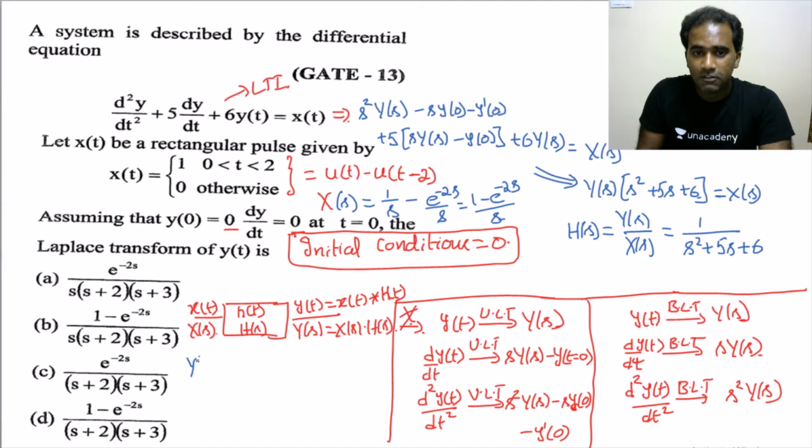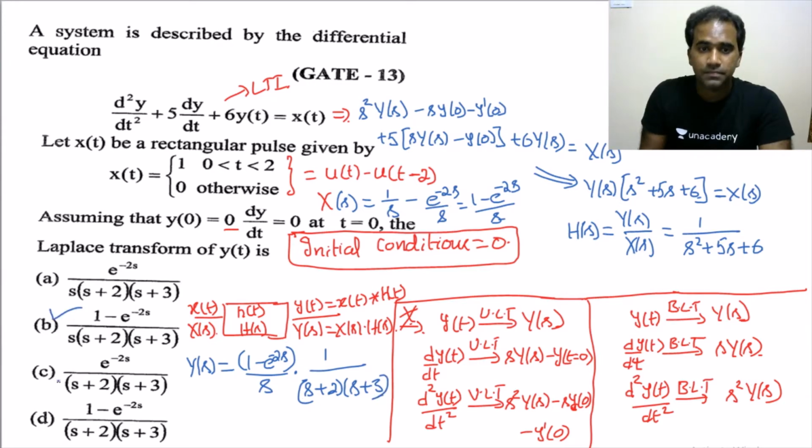So Y of s is equal to X of s into H of s. X of s in this problem is 1 minus e power minus 2s divided by s, into the transfer function of the system, capital H of s, which is 1 divided by s square plus 5s plus 6. S square plus 5s plus 6 we can write as s plus 2 into s plus 3. Now compare with the options. Option B matches: 1 minus e power minus 2s divided by s into s plus 2 into s plus 3. It's a simple question. So let us move on to the next question.